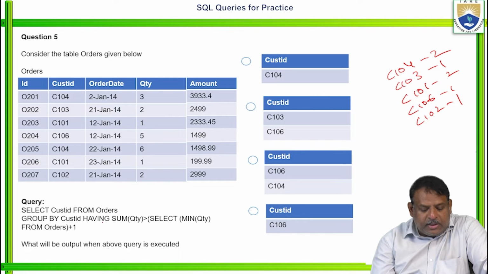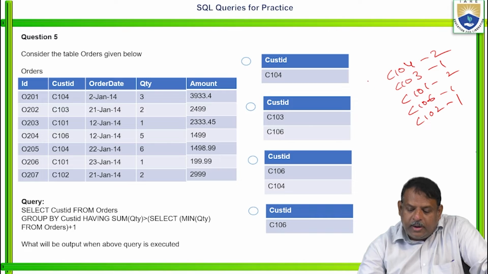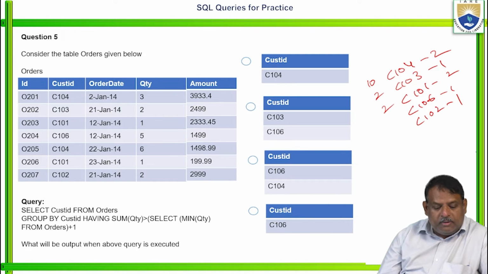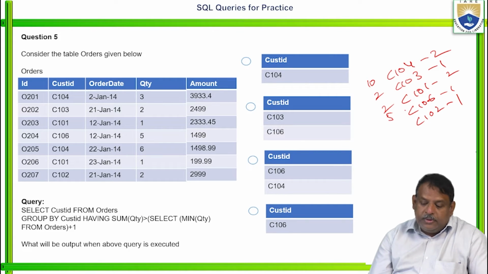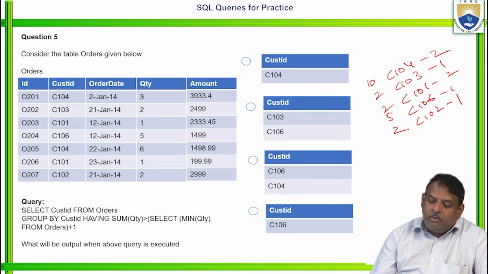Next we have to calculate the sum of the quantities. C104 having 2 records, so 3 plus 7 is 10. The quantity is 10. C103 is 2. Next C101, 2 records, 1 plus 1, 2. Next C106. C106 is having 5. Only 1 record, right? So 5. Next C102. C102, how many records? 1 record. 2 quantity. So what is the total quantity?